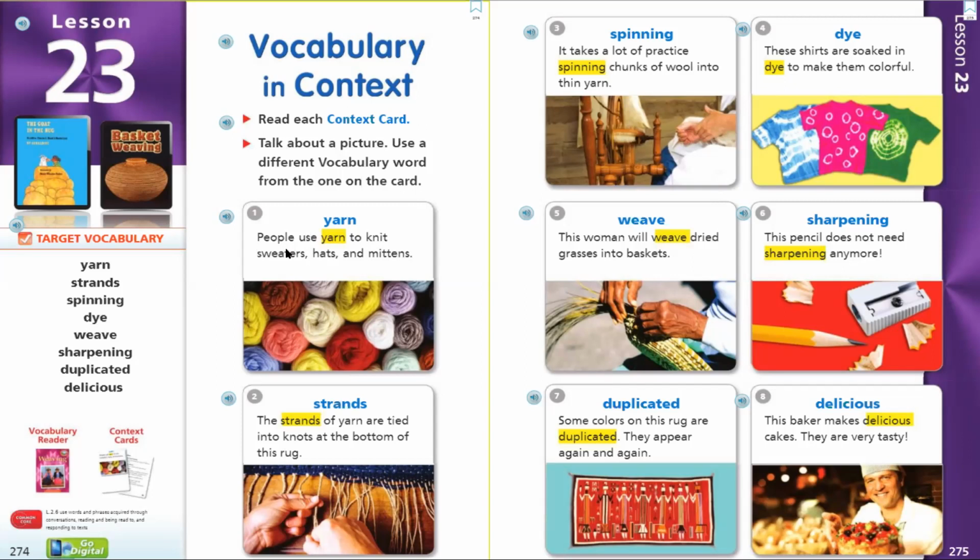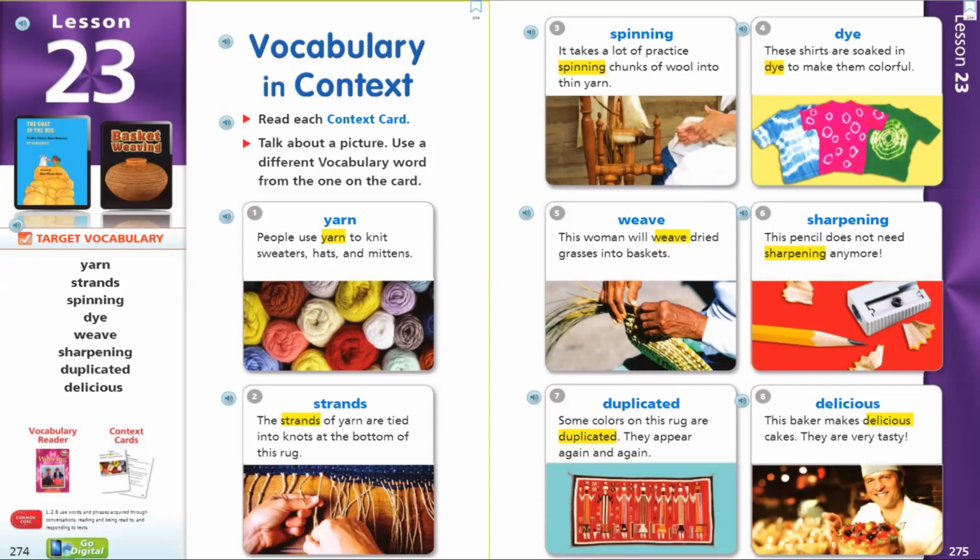Let's start with the first vocab word. It is yarn. People use yarn to knit sweaters, hats, and mittens. I want you to think about what yarn is. What is yarn? When might you have seen somebody use yarn? We're going to talk about it at the end. We're doing it a little differently this time.